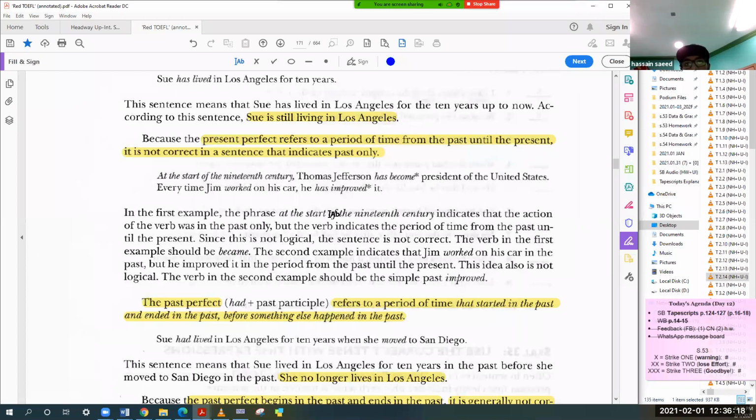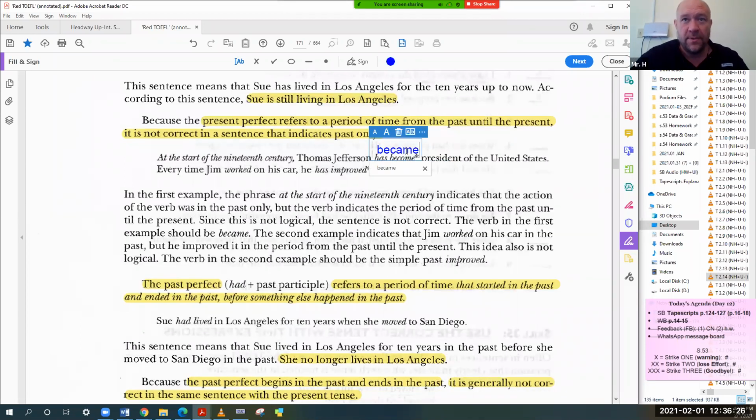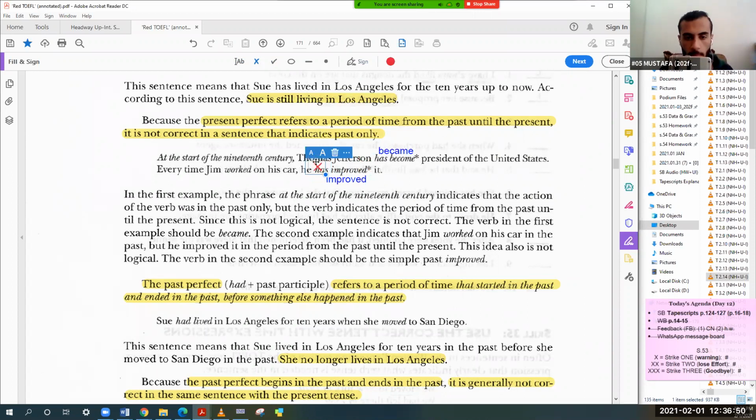Yes. So instead of has, this example should just be became. And this example, only past simple, improved. Khalas. Okay? What should I do with the auxiliary? I don't want this auxiliary. Remove it. Okay? I just want to put improved it. Do you understand? Just the past simple.